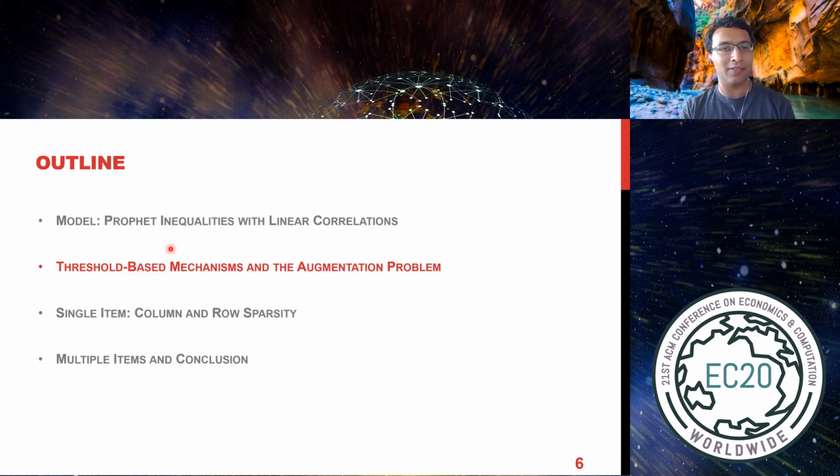So what's the outline? I just told you the model, prophet inequalities with linear correlations. Now I'll give some examples and explain what these threshold-based mechanisms are and what this augmentation problem is. And finally, I'll tell you how we obtain these single item and multiple items results.